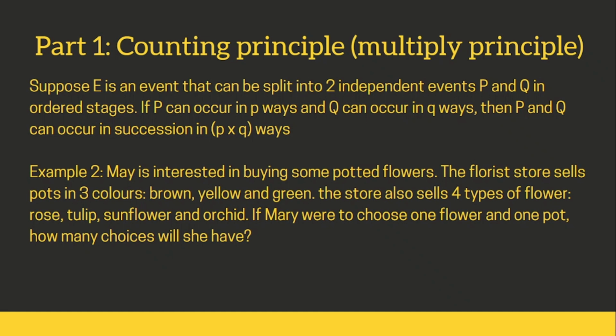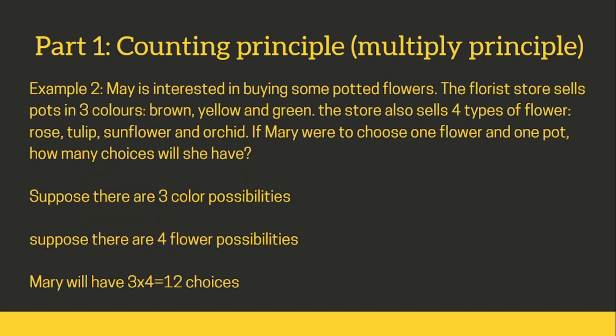So let's say May is interested in buying some potted flowers. The florist store sells 3 pots in 3 colors, brown, yellow, and green. The store also sells 4 types of flowers: rose, tulip, sunflower, and orchid. So if May wants to choose 1 flower and 1 pot, how many choices will she have? So there are 3 color possibilities and there are 4 flower possibilities. So in this case, there can be a rose in a brown pot, a sunflower in a yellow pot, or a rose in a green pot. So you can mix all these possibilities together. It's just 3 times 4 to create 12.